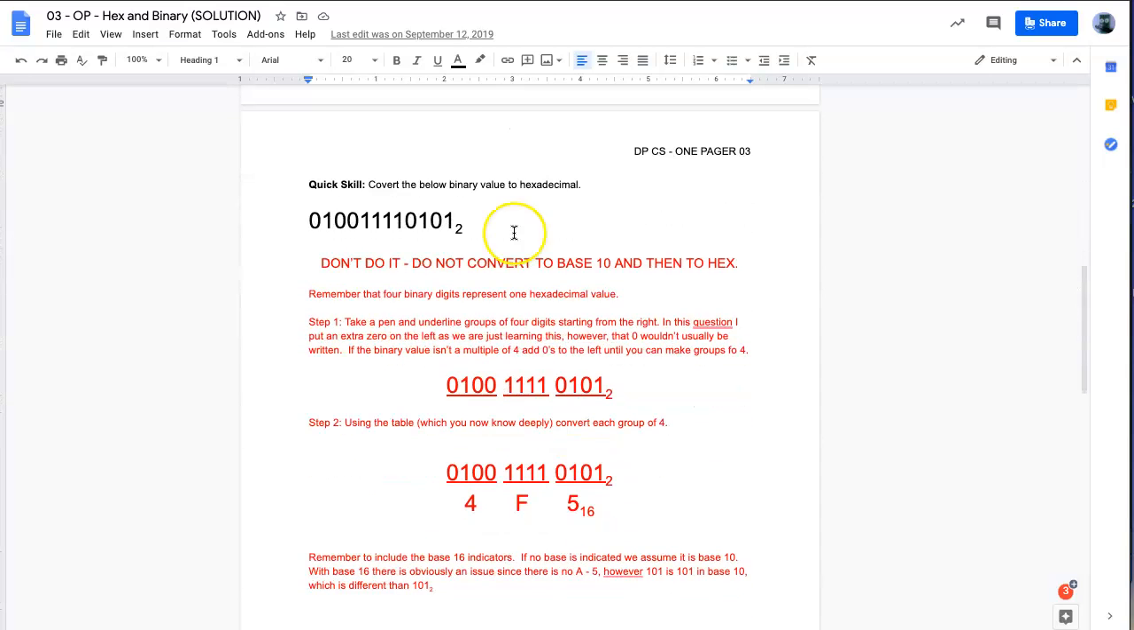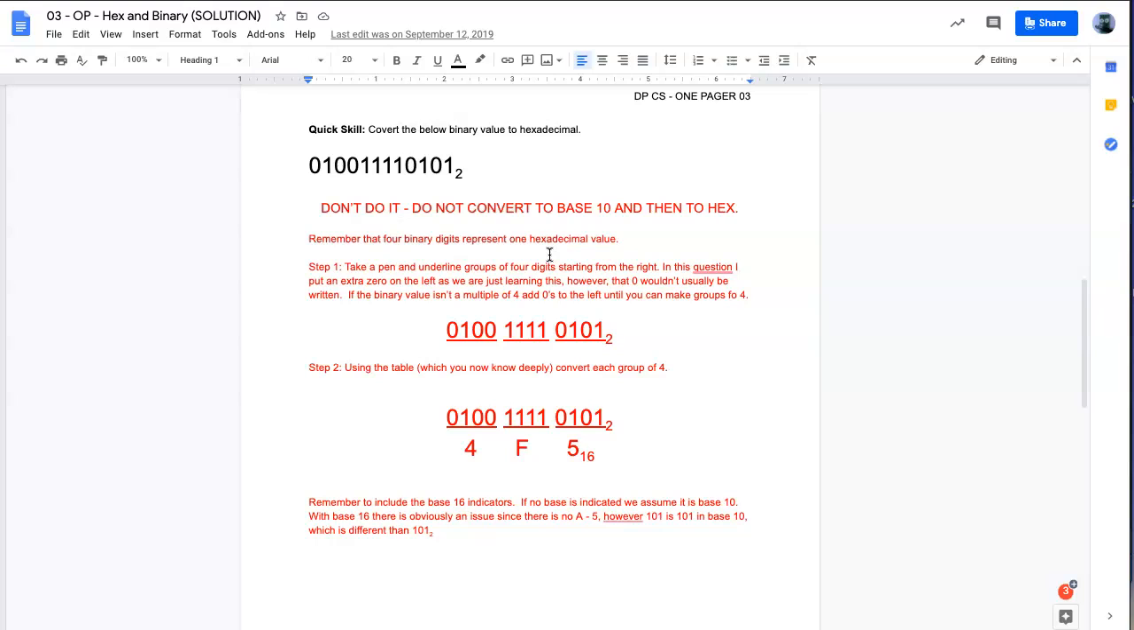So if we come down here and look at a classic example, it says, convert the below binary value to hexadecimal. And this is what we really want to watch. You do not convert to base 10 and then to hex. That will take far too long, and it's more likely you'll make a mistake.